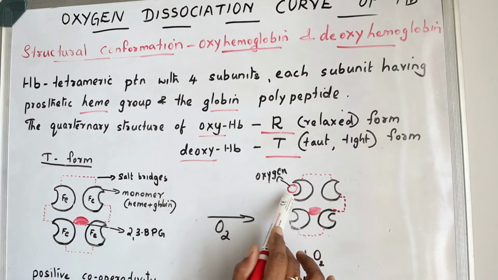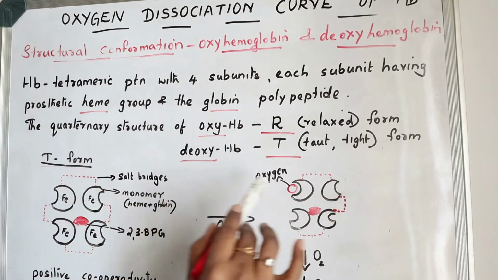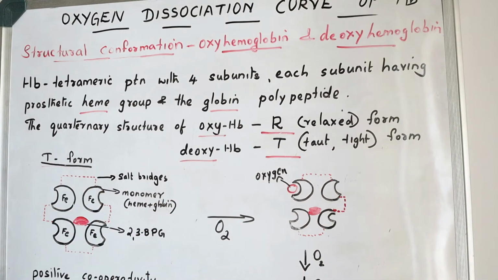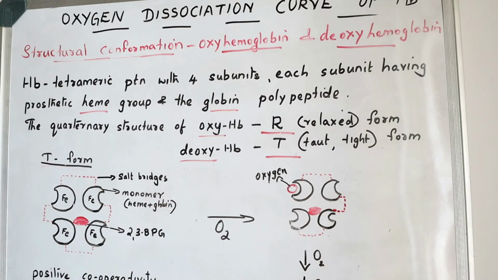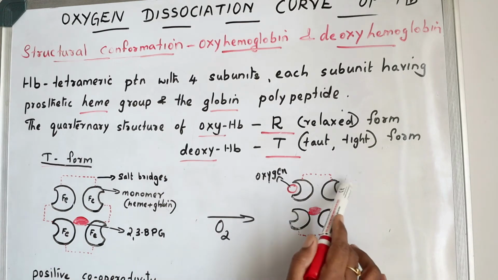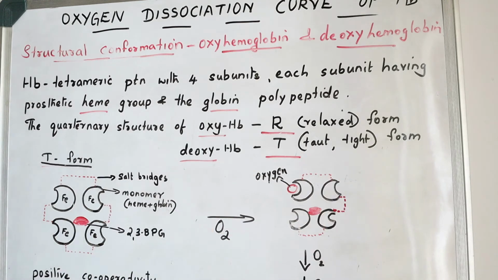So the salt bonds, first this bond is broken. Again, addition of this oxygen to one of the subunits will cause a conformational change to the structure, resulting in an increased affinity of the other subunits towards the oxygen. That is the allosteric effect we can see here.